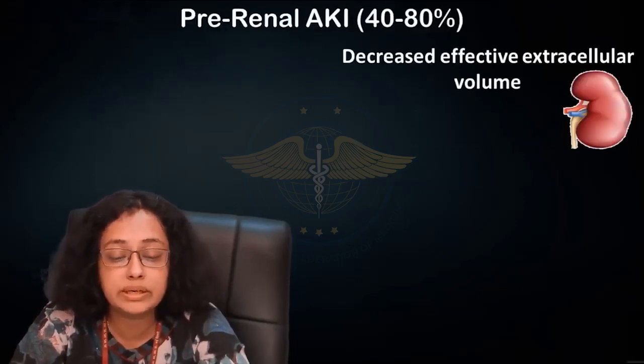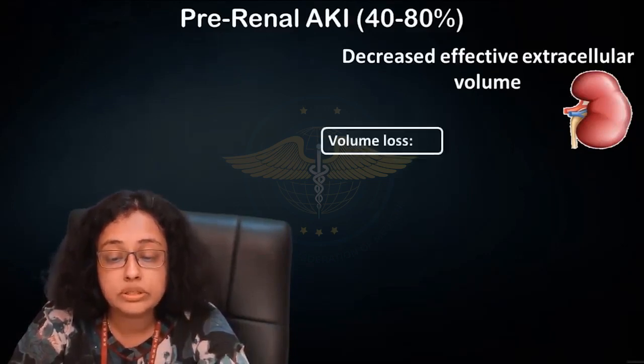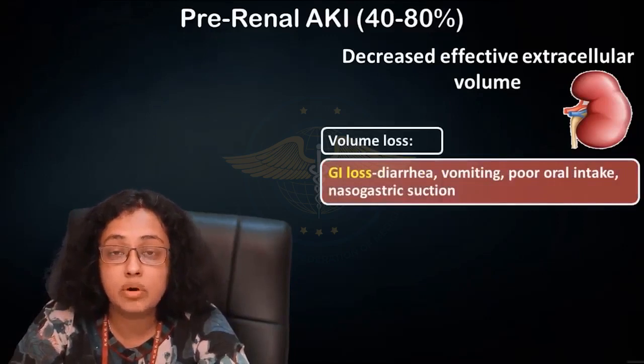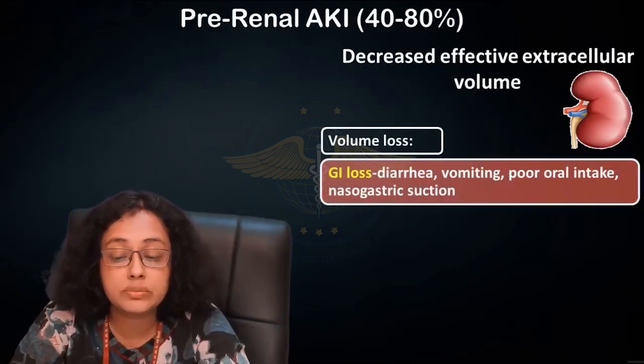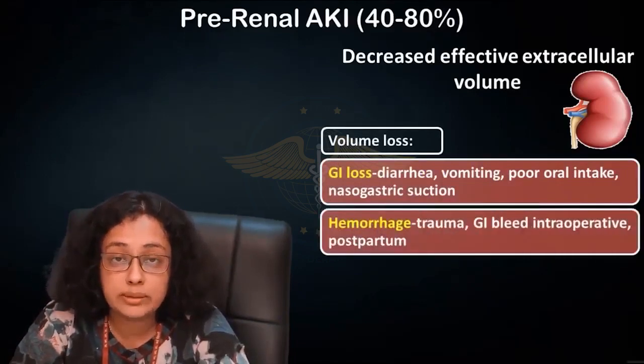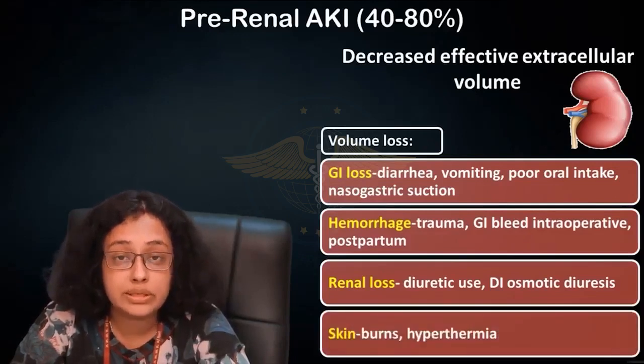When we talk of prerenal AKI, it could be because of decreased effective intravascular volume, which could be because of actual volume loss. The volume loss may be due to GI loss because of diarrhea, vomiting, poor oral intake, or even excessive nasogastric suction. It could be because of hemorrhage, because of trauma, GI bleed, intraoperative, or a postpartum bleed, which is common in developing countries. Renal loss because of excessive diuretic use, diabetes insipidus, or even osmotic diuresis, and even loss from the skin in cases of severe burns or hypothermia.